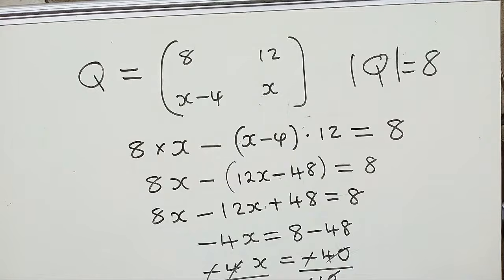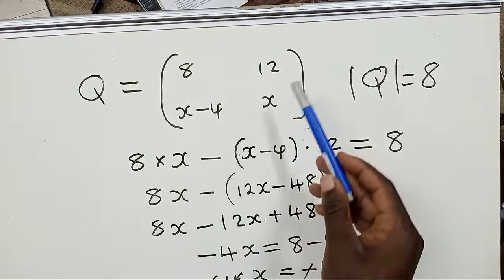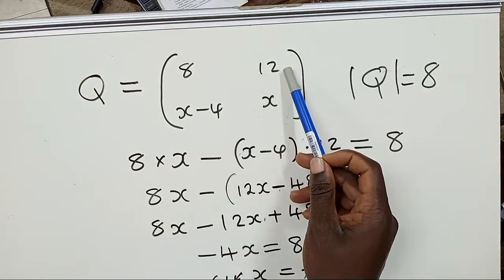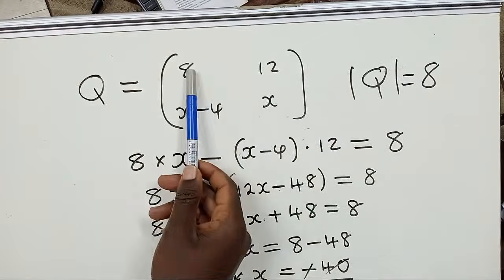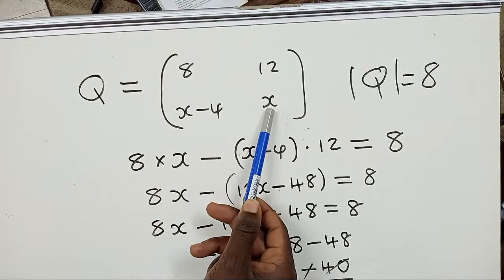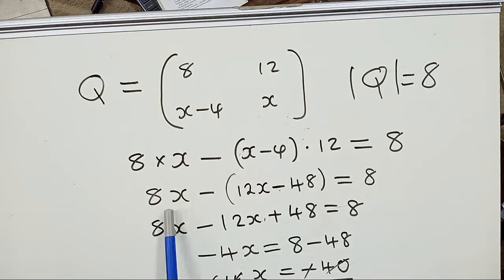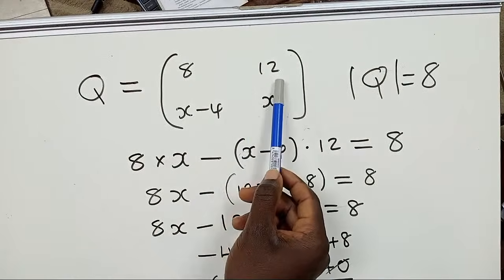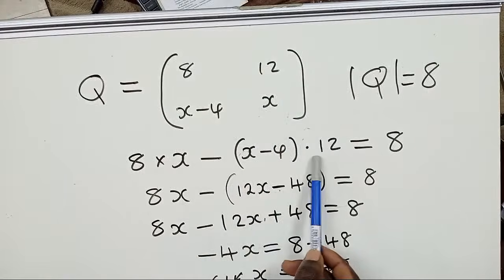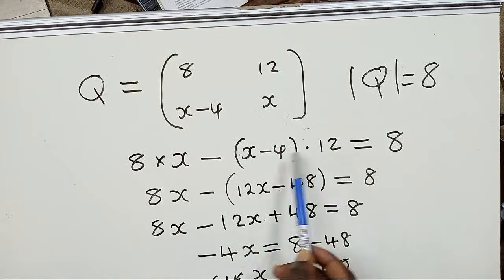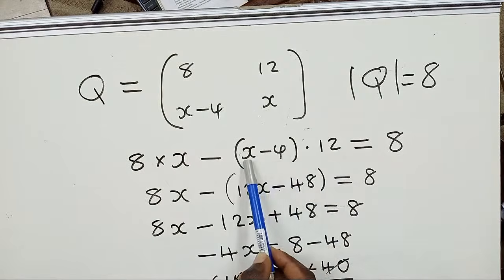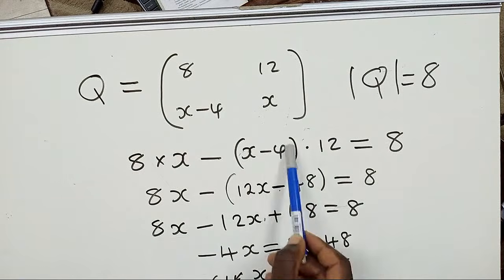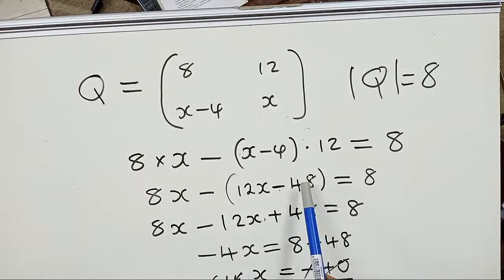George, you are asking about the 12. Look at the 12, it's right here. For you to find the determinant, you have to multiply 8 times x. This is where we reached. And then you multiply this times this times this. This is the point where 12 is. So 12 is being multiplied by everything that is here. 12 by x gave us this. 12 by negative 4 gave us negative 48. That's how 12 is being used here.